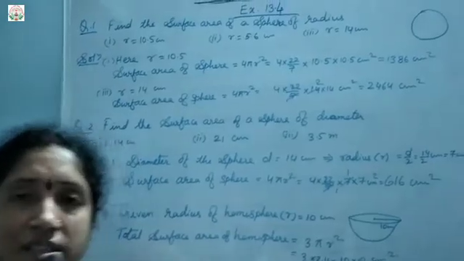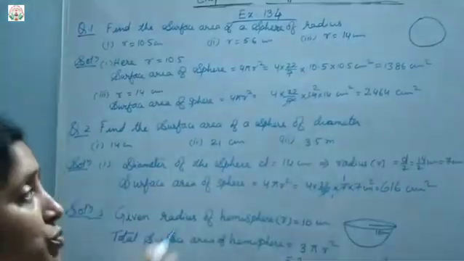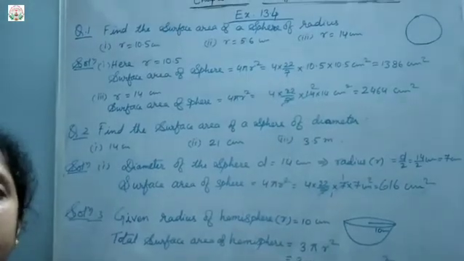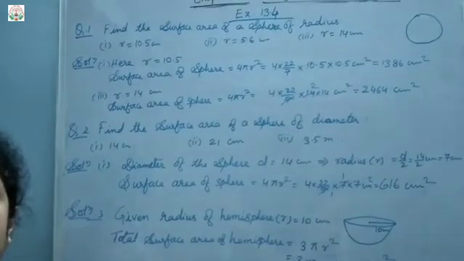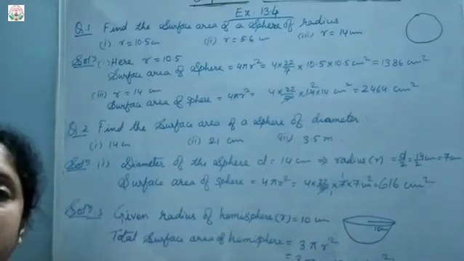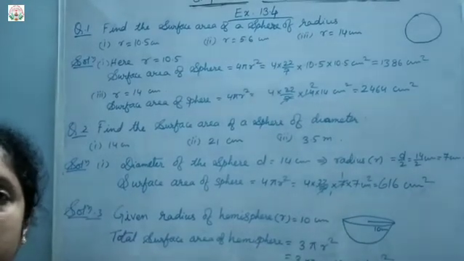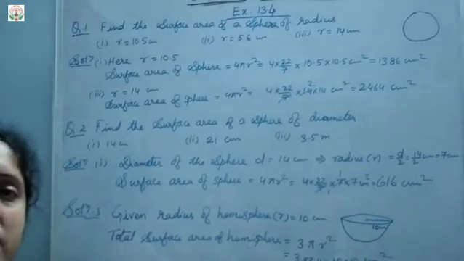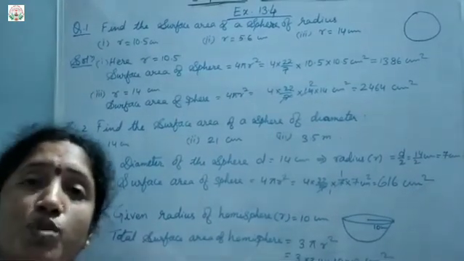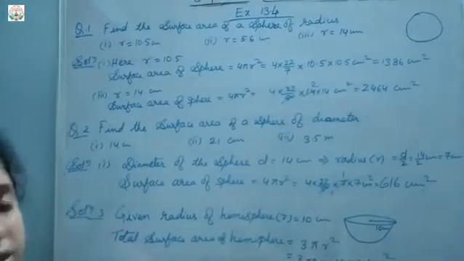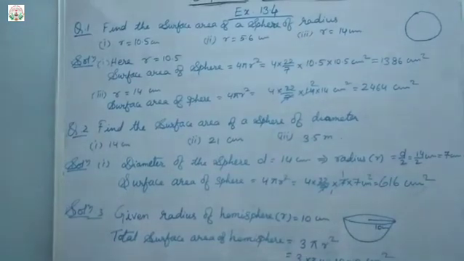So now let us see the first question. The formulas for the curved surface area of the sphere and the total surface area of the sphere are all given at the back of this lesson, lesson 13, in the summary. You might have seen 22 formulas are there. I asked you to write all those formulas in your mathematics copy, is it not? Now let us see the first question.